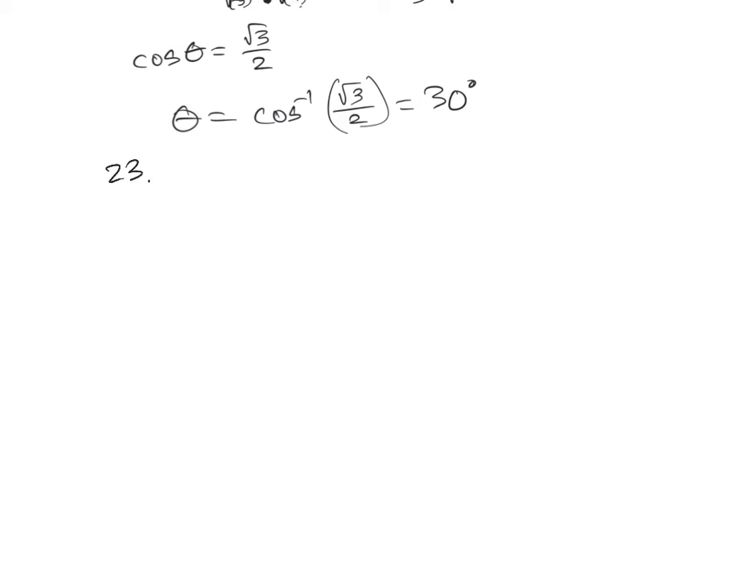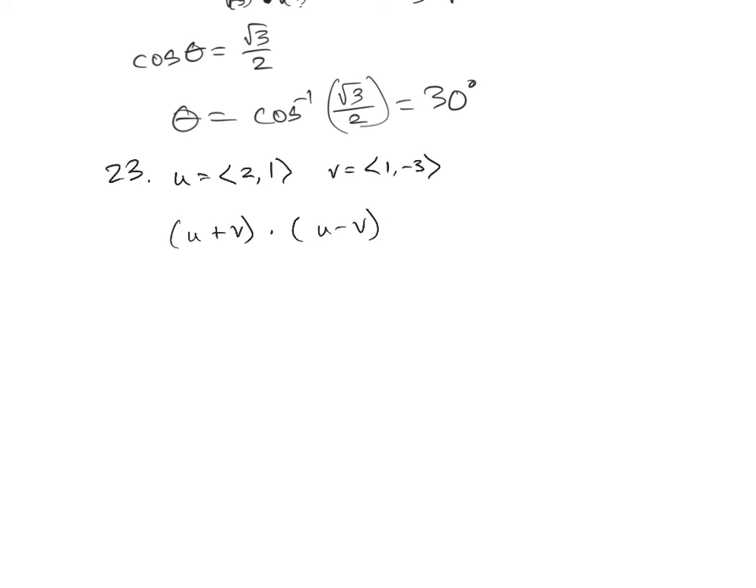For 23, your vector u is 2, 1. Vector v is 1, negative 3, and that's all we need for 23. 23 wants vector u plus v times vector u minus v.